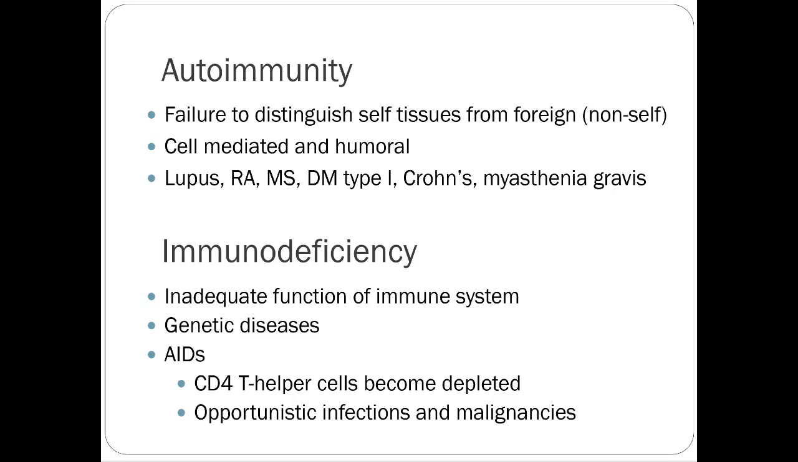Immunodeficiency is an inadequate function of the immune system, usually caused by either genetic diseases or things like acquired immunodeficiency syndrome, or AIDS. And obviously we can cause this too with drugs. So we can put people into an immunodeficient state by either giving them medications that do this or as a side effect of certain medications like chemotherapies.